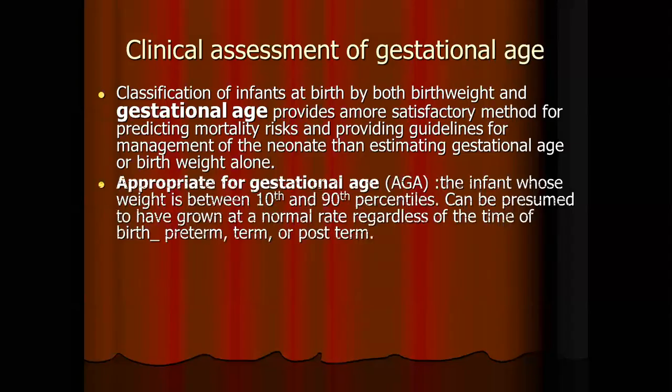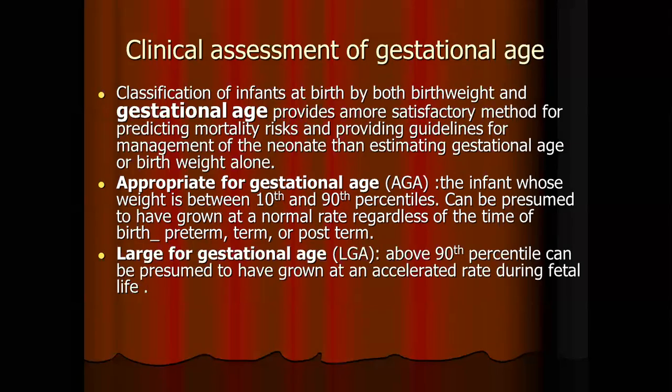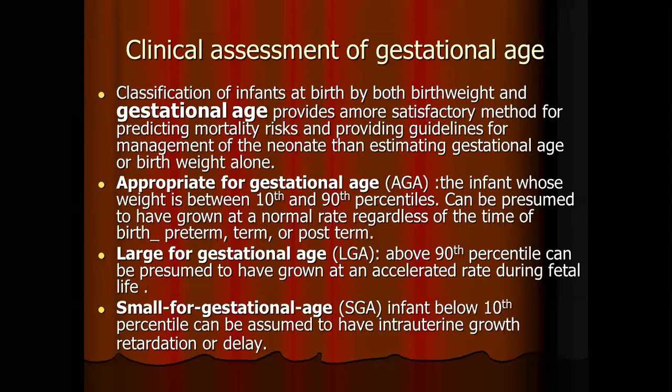This is better than only estimating the weight alone. Appropriate for gestational age, AGA: an infant whose weight is between the 10th and 90th percentile can be presumed to have grown at a normal rate regardless of the time of birth, preterm, term or postterm. Large for gestational age, above the 90th percentile, can be presumed to have grown at an accelerated rate during fetal life. Small for gestational age, an infant below the 10th percentile, can be assumed to have intrauterine growth retardation.